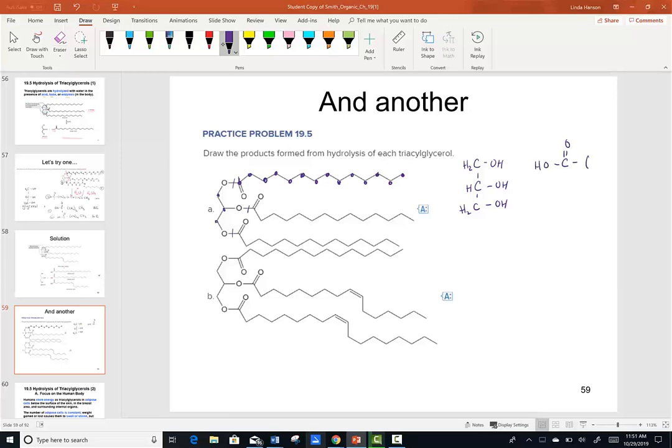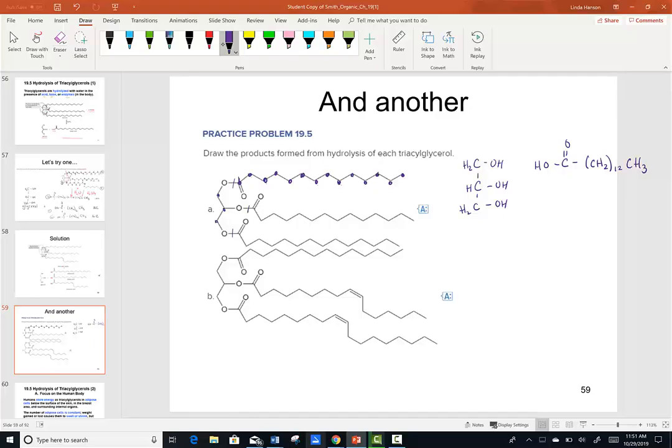There's carbon 1. We have a CH2 group. How many of those? 1, 2, 3, 4, 5, 6, 7, 8, 9, 10, 11, 12 of those, and it terminates with a carbon methyl CH3. That is 14 carbons altogether.